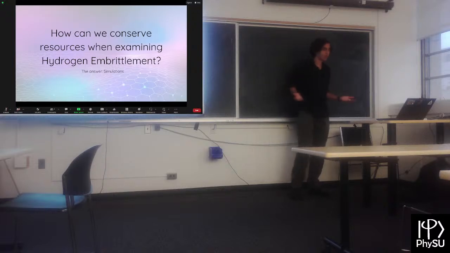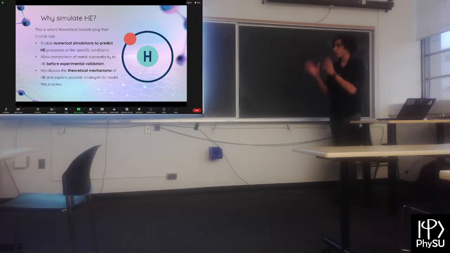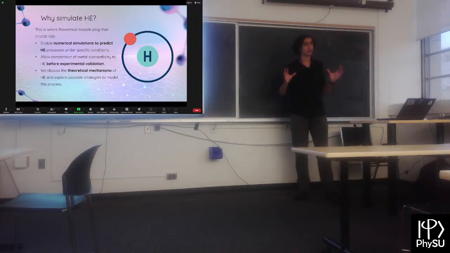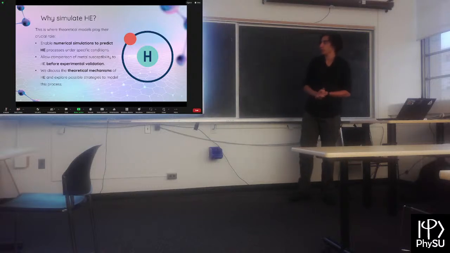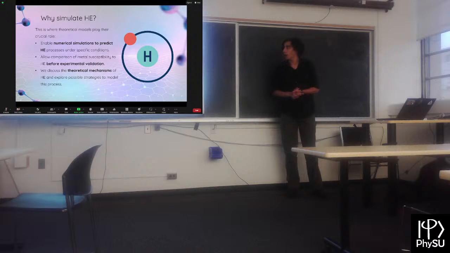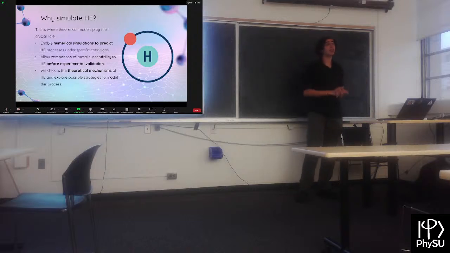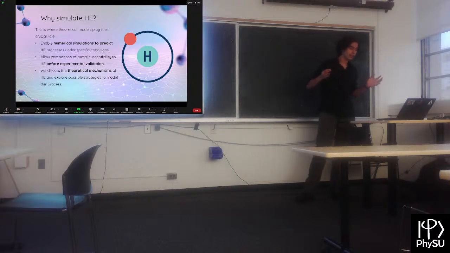It's always been a default where if we look at the process of hydrogen embrittlement theoretically, we can create numerical simulations to help predict hydrogen embrittlement under specific conditions. And we can also compare the susceptibility of the metal to hydrogen embrittlement before we even validate it experimentally. So it will give us some ground just before we even begin any experiments.